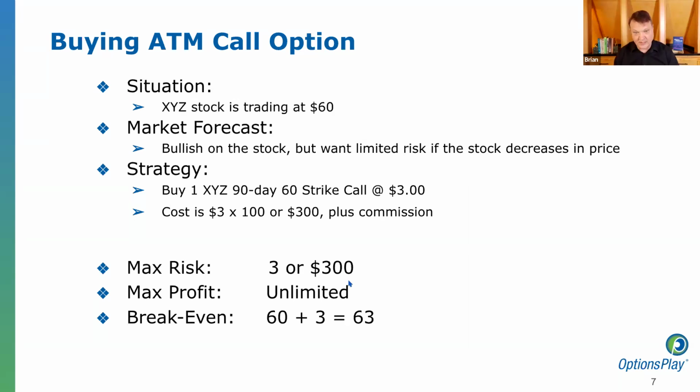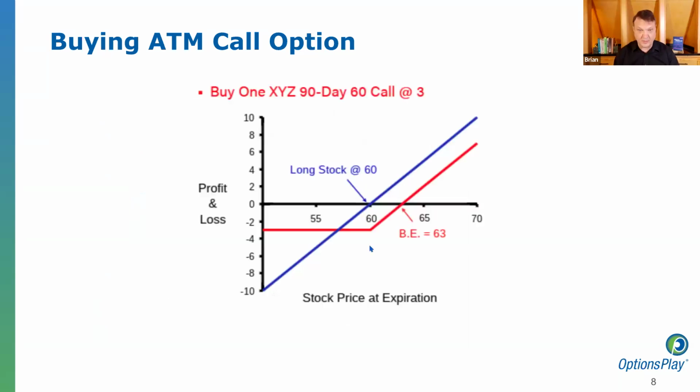But if I look at the profit and loss graph, what does this look like? To paint a picture of it, we're buying one XYZ 90-day 60 strike call. It's trading for $3. If we just bought the stock outright, our x-axis here is the stock price at the expiration date of the option contract, and this is the profit and loss on the position. From 60 on up, we have substantial upside if we just buy the stock outright, but we have unlimited downside all the way down to 0. The stock was at 60, we paid 60 for it, so that's our break-even.